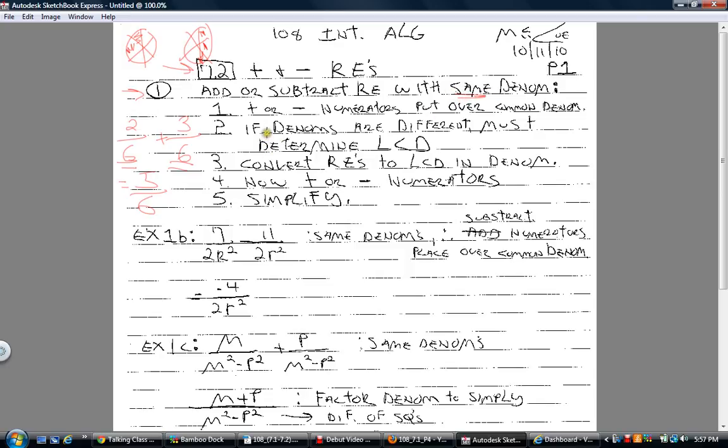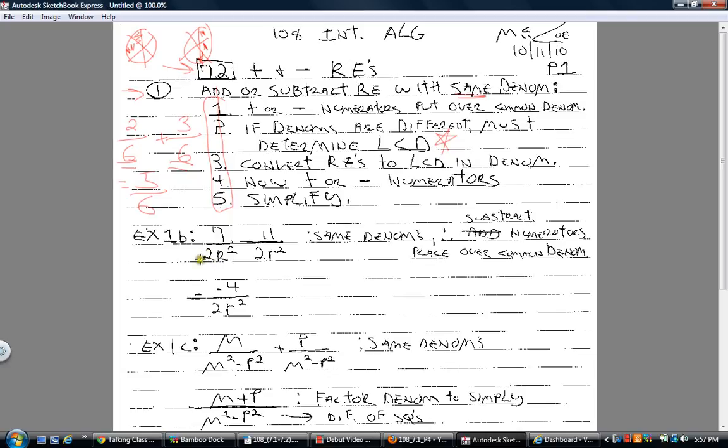2, if the denominators are different, then you must determine the LCD. That's what we'll do on the next page. You have to convert the rational expressions into the LCD as the denominators, just like you do with regular fractions. I'll show that on our next page. Now add or subtract the numerators and then simplify. There's your 5-step process here.